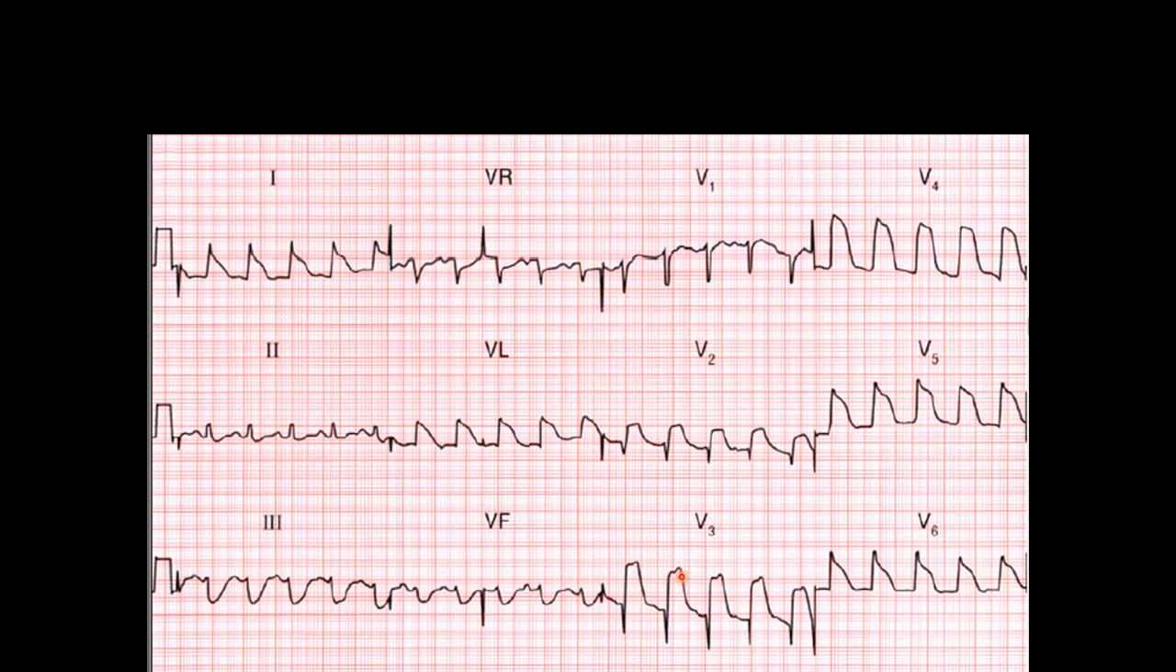सो बच्चों, अब आपने ये देखना है कि ये चेंजेस किन किन लीड्स में प्रेजेंट हैं. मैंने आपको बताया था 1, AVL, V5, V6 ये लेटरल लीड्स होती हैं. सो 1 के अंदर भी एलिवेशन आ गई, AVL के अंदर भी एलिवेशन आ गई, V5 और V6 के अंदर एलिवेशन आ गई. मतलब लेटरल वॉल ST एलिवेशन MI है.